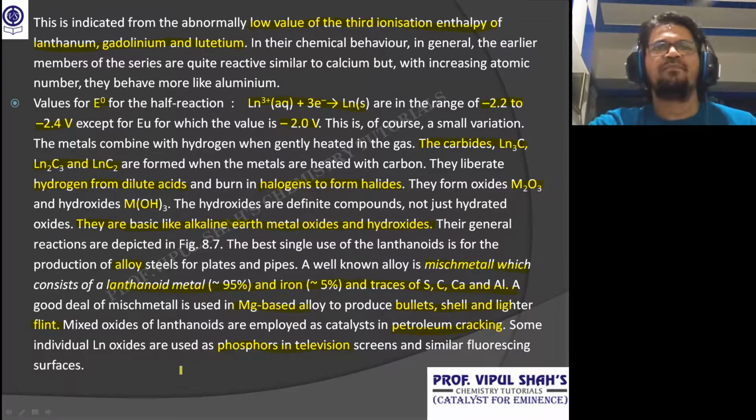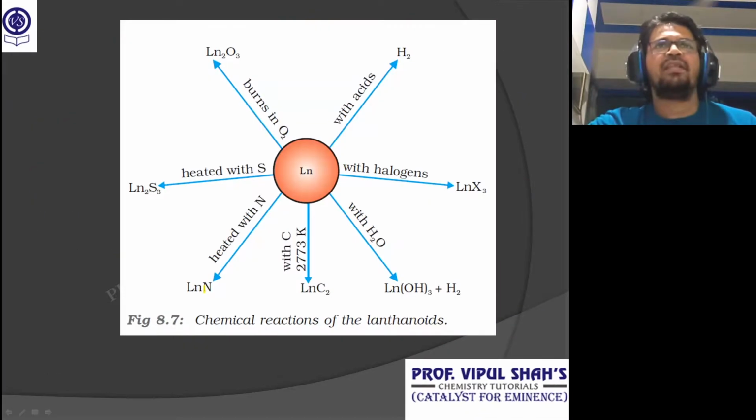That's one. Then next we have, people, this table. So with acids, please see this carefully, it liberates hydrogen gas. With oxygen, just see the slide please, it forms its oxide, that's lanthanum oxides, all in +3. With halogens, it forms LnX3, again in +3. With water, it forms its hydroxide. So that confirms they are all strongly basic.